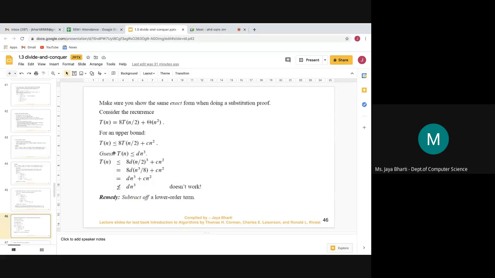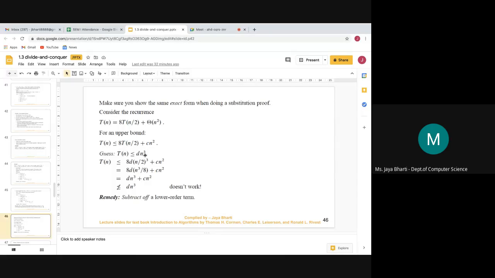So for the upper bound, the right-side term will be greater, so we will write it like T(n) is less than or equal to 8T(n/2) plus cn square. Now when we are guessing what the solution will be, we are guessing the exact solution, we are not guessing the asymptotic solution. So you can see we have written it like T(n) is less than or equal to dn cube. Okay, we haven't considered the n square term. We have only considered this term. So that's why it is saying that whenever you use the substitution method, you use the same exact form as the recurrence relation.